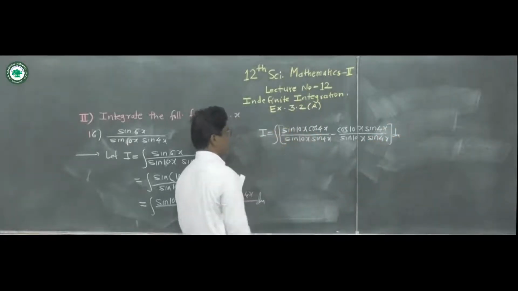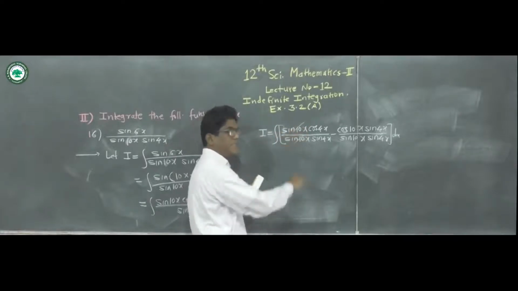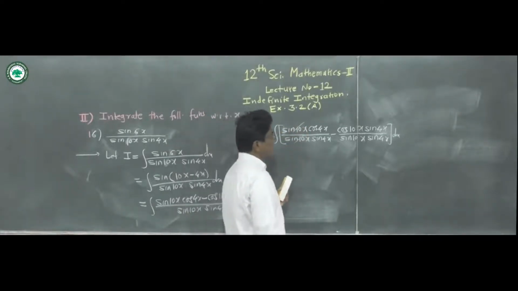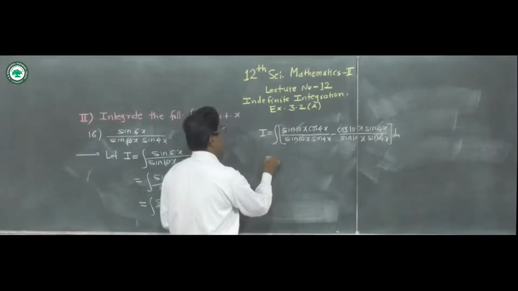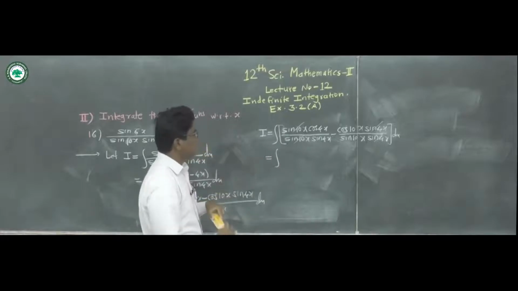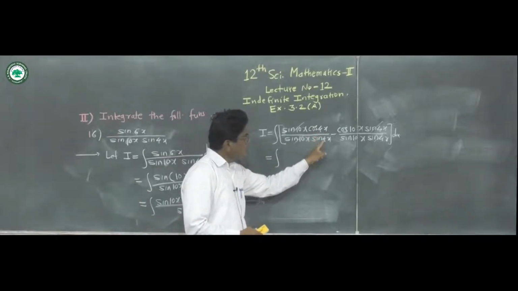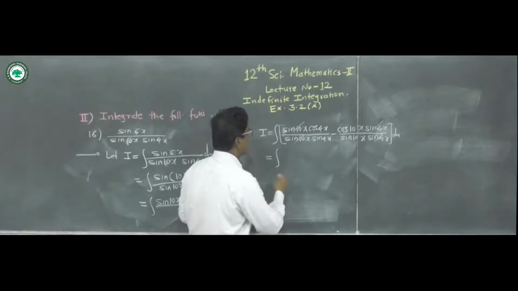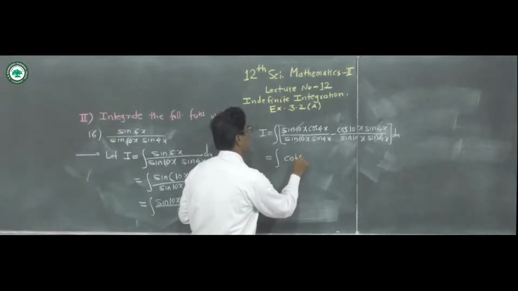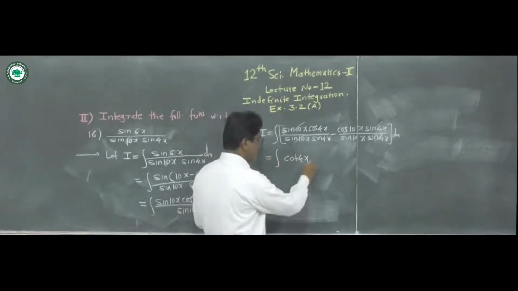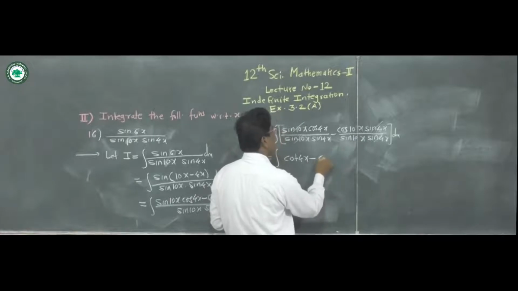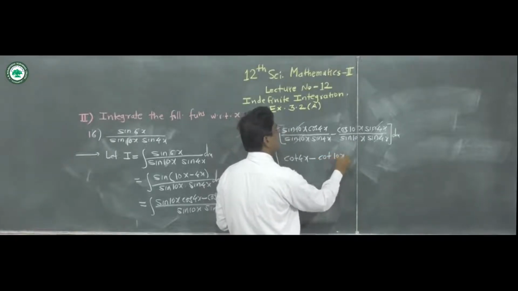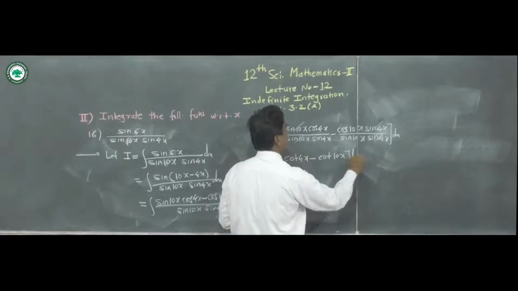And now see here, this sine 10x and sine 10x get cancelled to each other. Here sine 4x and sine 4x get cancelled to each other, and therefore this is equal to integration of this cos 4x upon sine 4x, that is cot of 4x, minus here cos 10x upon sine 10x, that is equal to cot of 10x and dx.